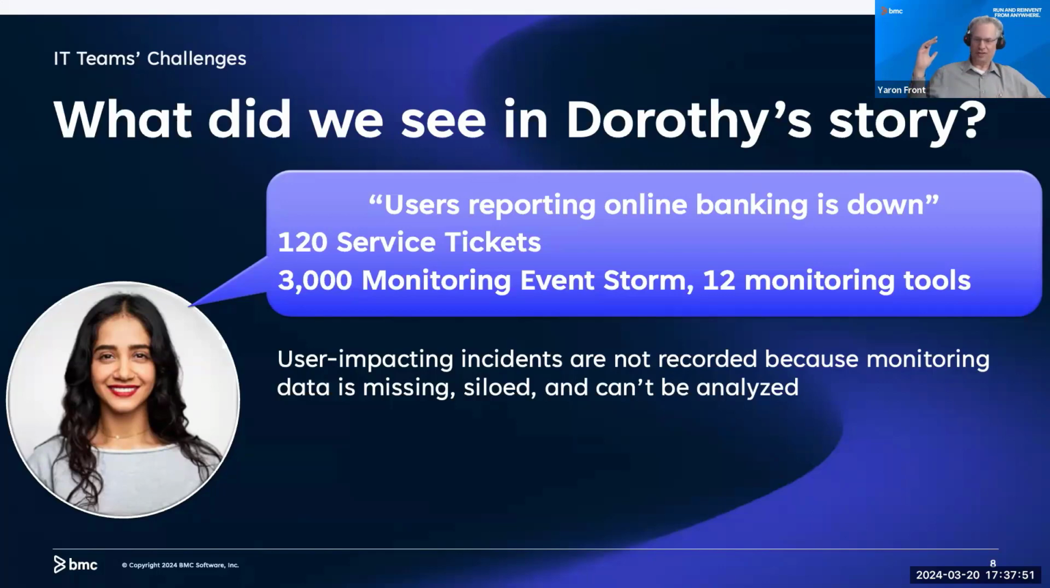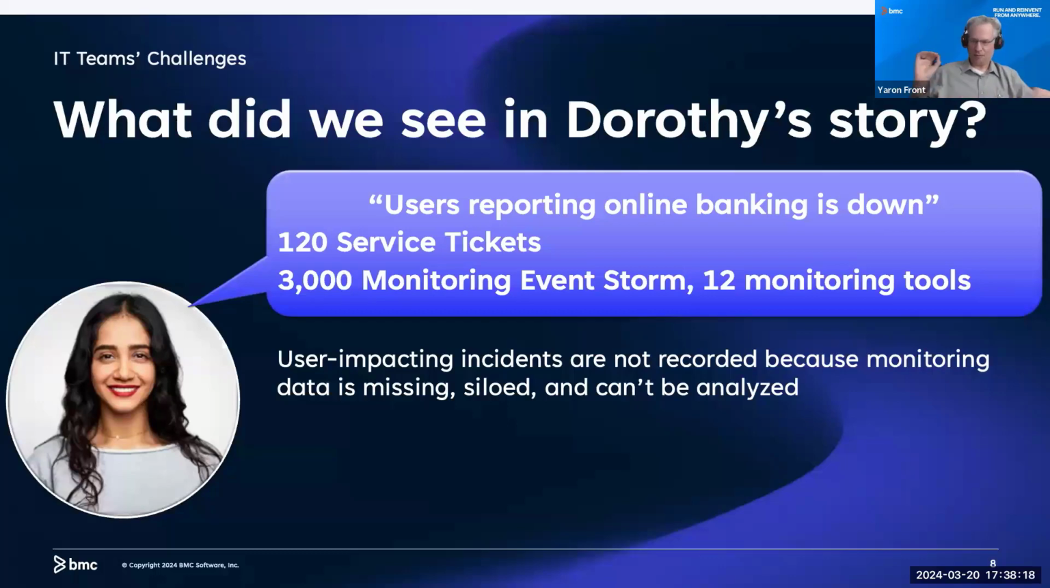And there's a disconnect between the business, and as far as the business is concerned, they have a service, it's called online banking, and that's value that they're providing to their customers. And there's another side of it, which is Dorothy's world, which is talking about the ability to look at the actual components and infrastructure.